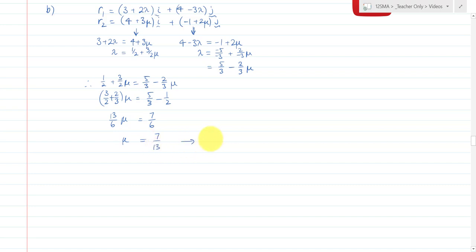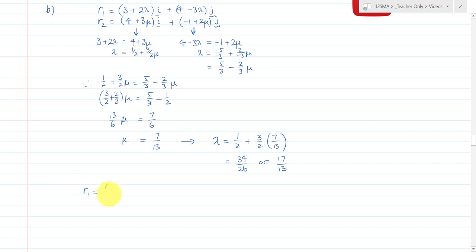This gives us mu, use a calculator if you need, equals 7/13. And if mu equals 7/13, we can find lambda. Lambda equals 1/2 plus 3/2 times 7/13. There's no simplification that works nicely there. That's 21/26, and 1/2 is 13/26, so this becomes 34/26, or we can simplify that down to 17/13. So we've got mu equals 7/13 and lambda equals 17/13, and we can now use these to evaluate our position.